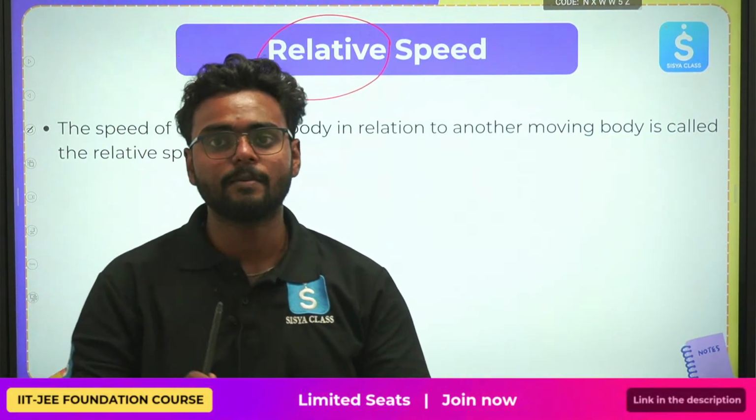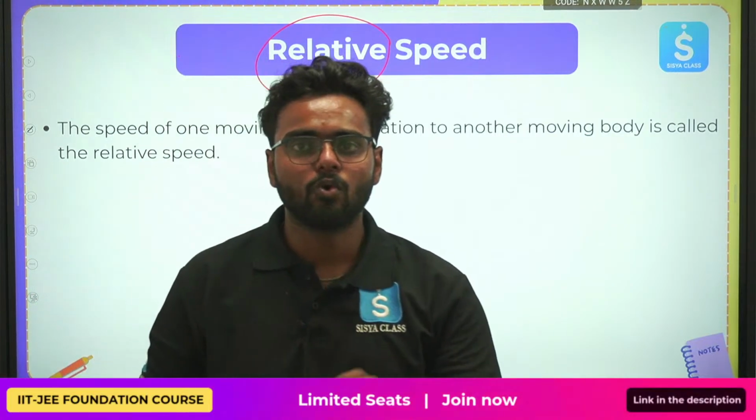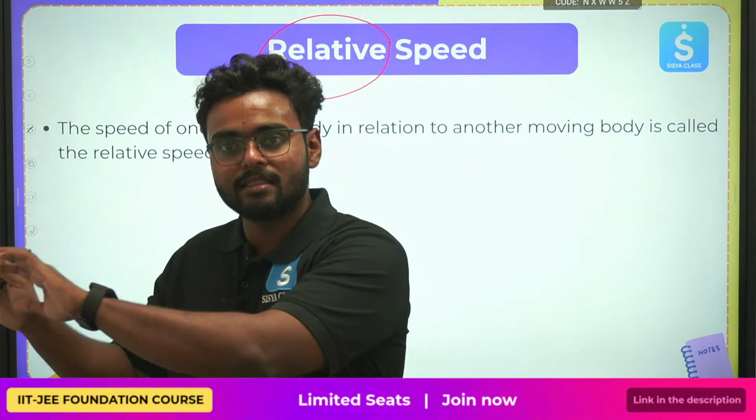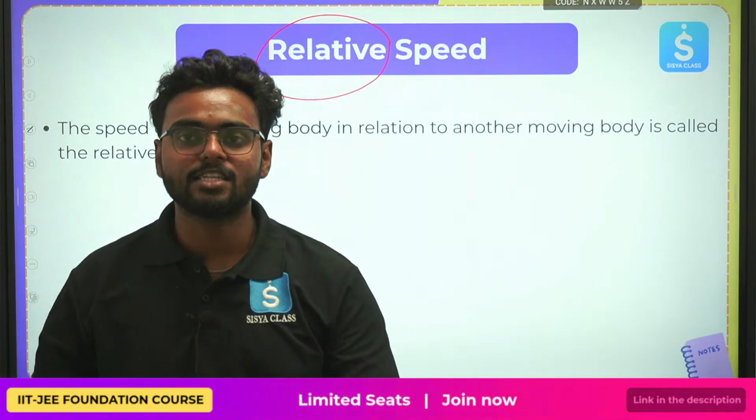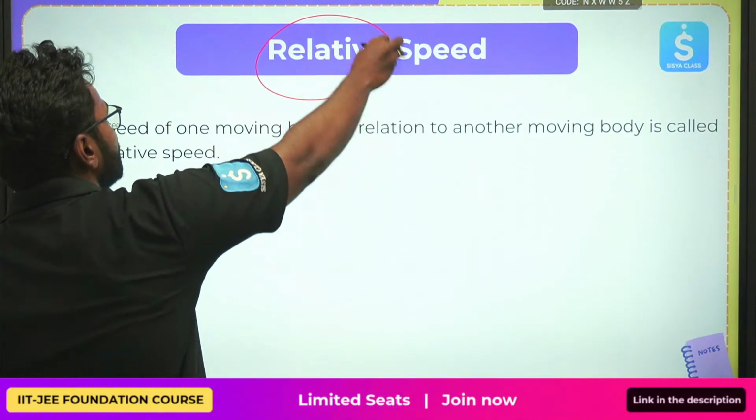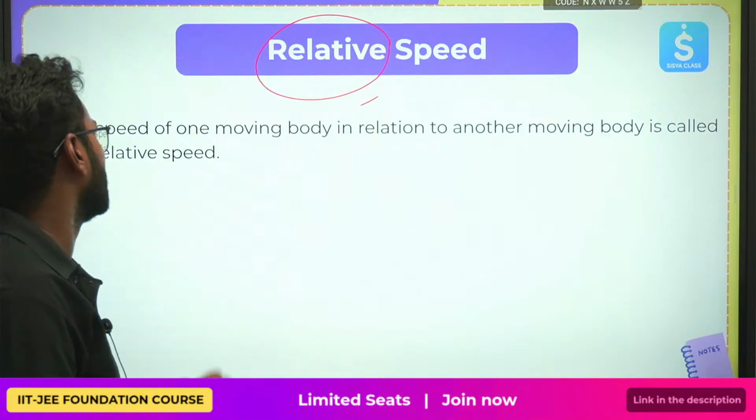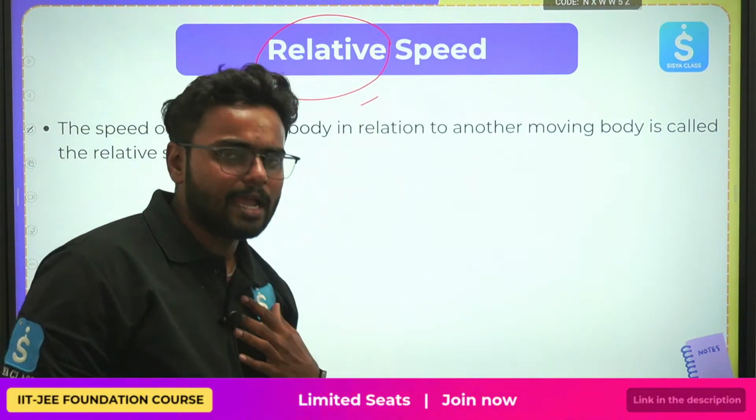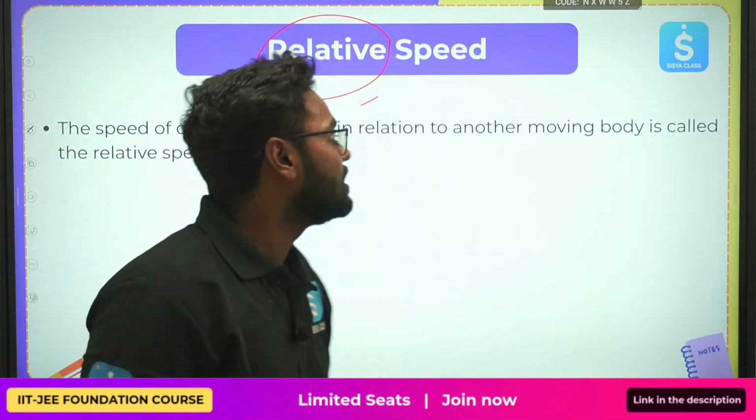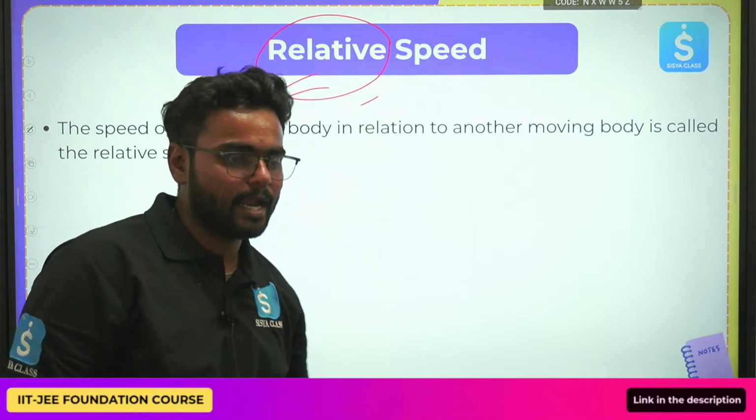Now let us assume there is a person sitting inside the train who is seeing you. For that person, he is constant, but the things around him are moving. That is what relativity is. It changes from perspective to perspective, right? That is the concept of relative speed. The speed of one moving body in relationship to another moving body is called relative speed. Now I am moving, you are constant. Suppose you are moving and I am constant, you just feel it like that. So that is what relative speed is. It changes from body to body, right?